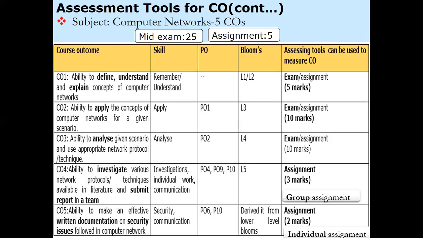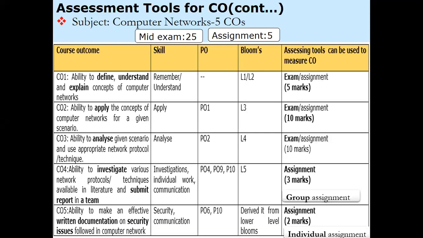Your objective is to assess whether the student learned the skill or not. That's all. That is the point of view you have to think from here. Now, CO3: the student has the ability to analyze the given scenario and use an appropriate network protocol or technique. Here, CO3 has been written based on analyze skills. You have mapped it with PO2.